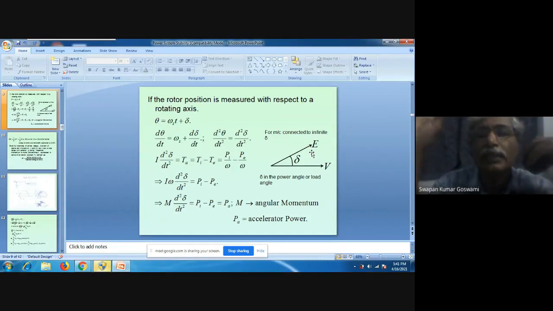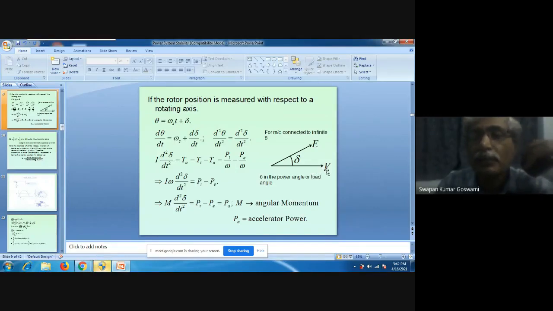Because the generator is rotating at synchronous speed, even when the generator is at steady state, theta will be changing with time. And how will it change? It will become omega s into t. Let us assume that omega s is the synchronous speed. So at steady state, theta will be equal to omega s into t. Now let us express theta with respect to some stationary axis.